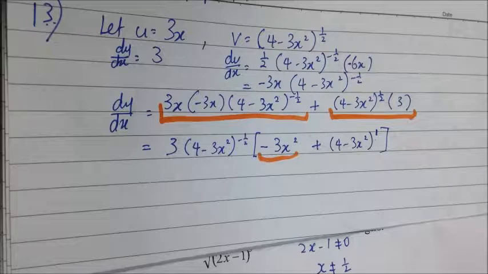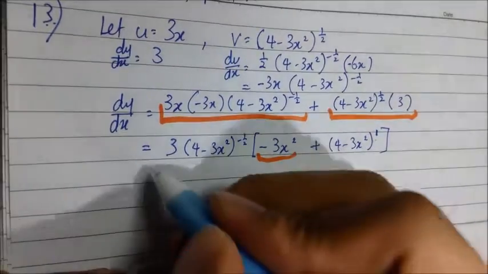So with this, is this the final answer? No, what must I do? Simplify. So 3x squared minus 3x squared gives minus 6x squared.